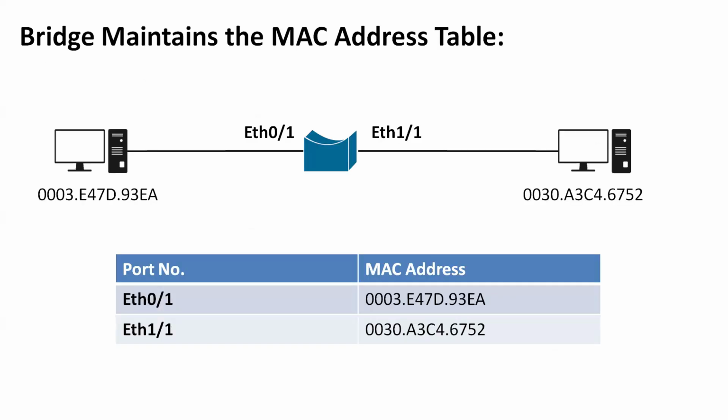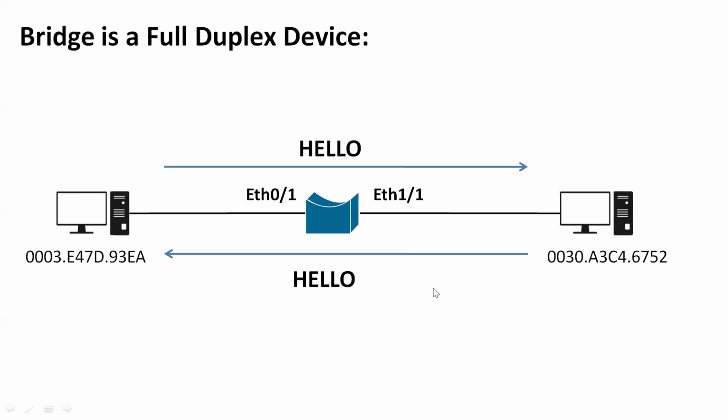The bridge maintains the MAC address table. The bridge reduces the amount of traffic on a LAN by dividing it into two segments, right? Then how the MAC address table is maintained, let me show you. It is a full duplex device, so it can send and receive data.